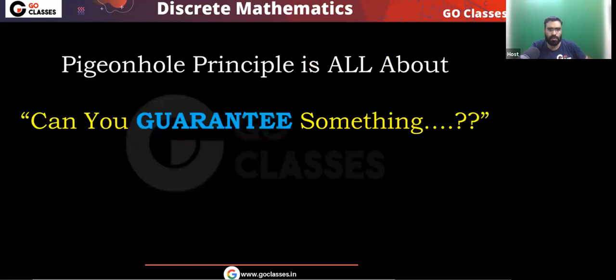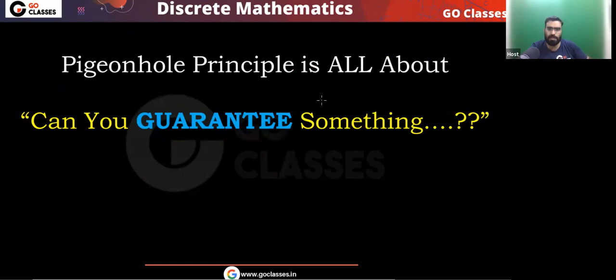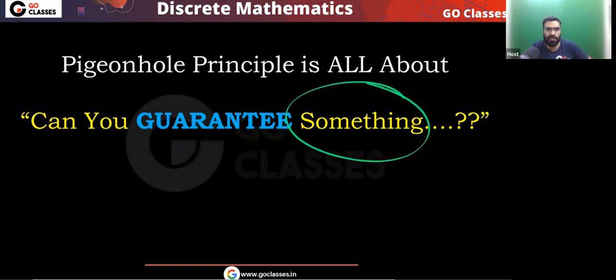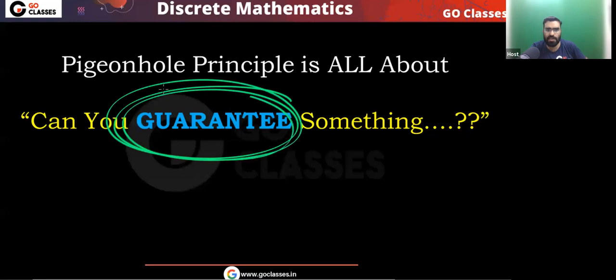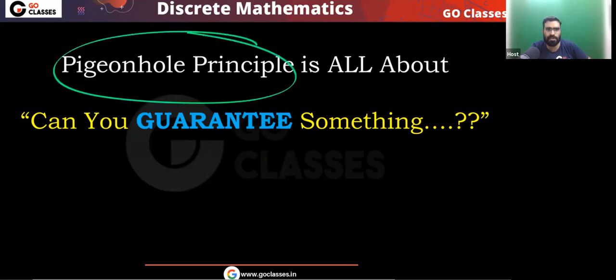So let's start with what the pigeonhole principle says. This principle is all about whether you can guarantee something. Please understand that it talks about whether you can guarantee that some event will happen. This is very important: can you guarantee that something will happen? This is what the pigeonhole principle says.